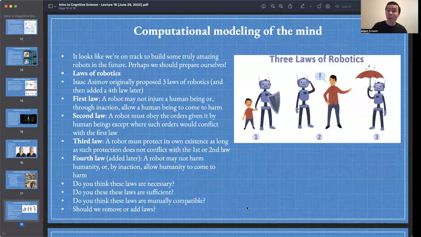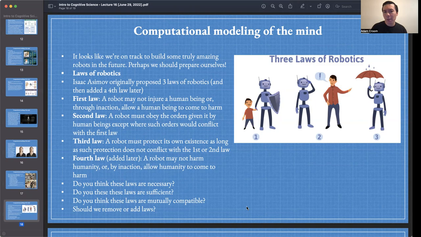All right, it looks like we're on track to build some truly amazing robots in the future. Perhaps we should prepare ourselves. Let's think about some laws of robotics. Okay, so Isaac Asimov originally proposed 3 laws of robotics and then added a 4th law later.